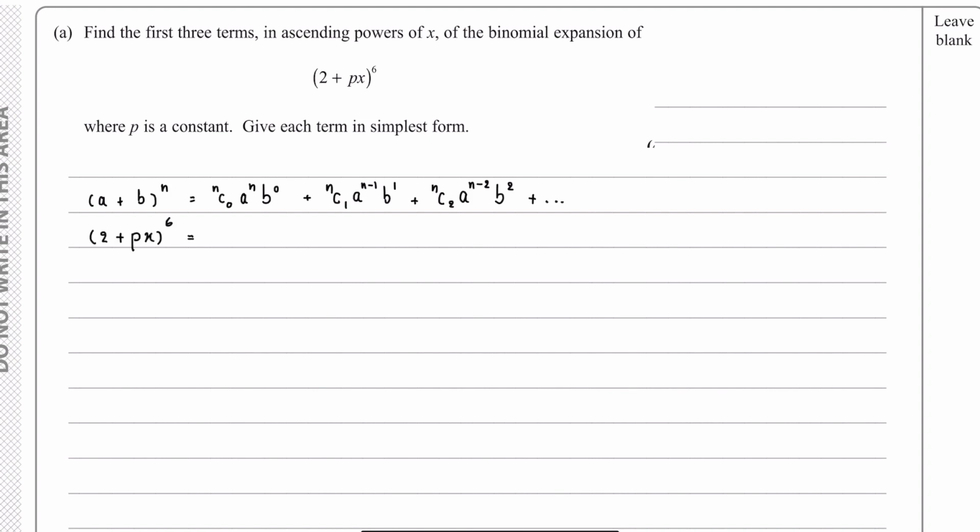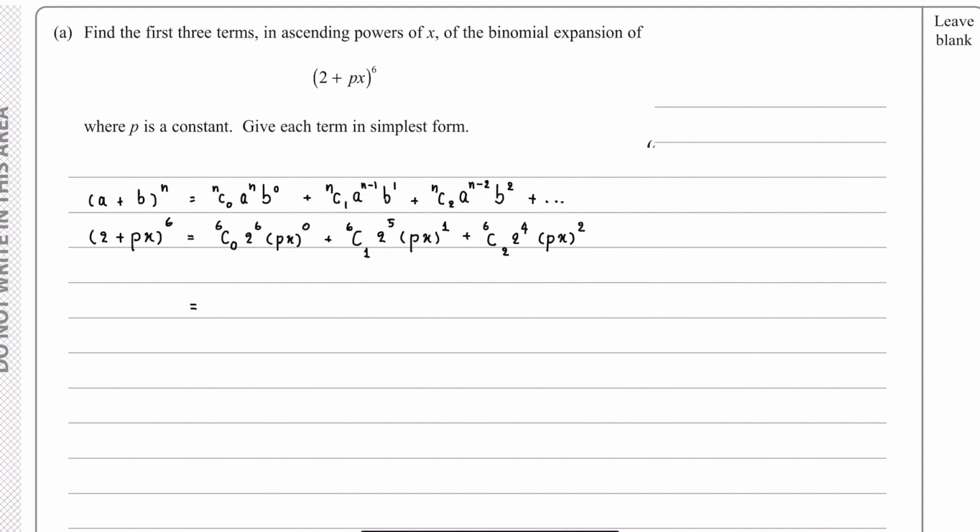The first term will be 6 choose 0. A, which is 2 to the power of 6. B is px to the power of 0. Plus 6 choose 1. A to the power of n minus 1 is 2 to the power of 5. px to the power of 1. Plus 6 choose 2. 2 to the power of 4. px squared. And then we simplify this term.